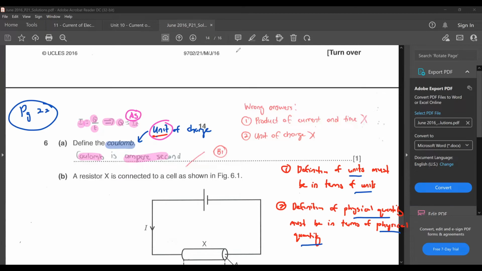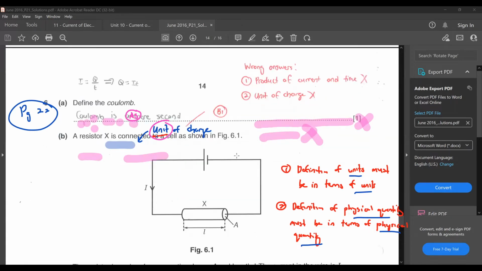Okay, so I think I wrote it here already. You say it's product of current and time is wrong because it's in terms of physical quantity. If you say that Coulomb is unit of charge, this one, yes, is the obvious answer, so this one is also wrong. Okay, so write this one. All right, then look at part B.